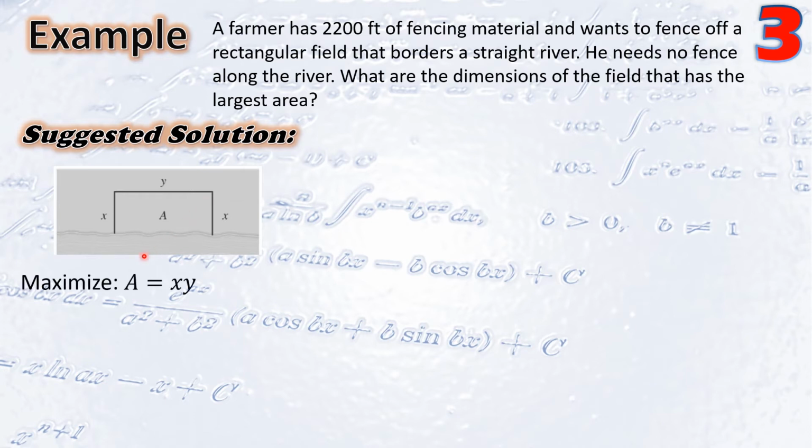From the problem, we are to maximize the area. That will be A is equal to x times y, or that is width times length. Our constraint is that the fencing material that the farmer has is 2,250 feet. Then we have y, the length, plus 2x is equal to 2,250.